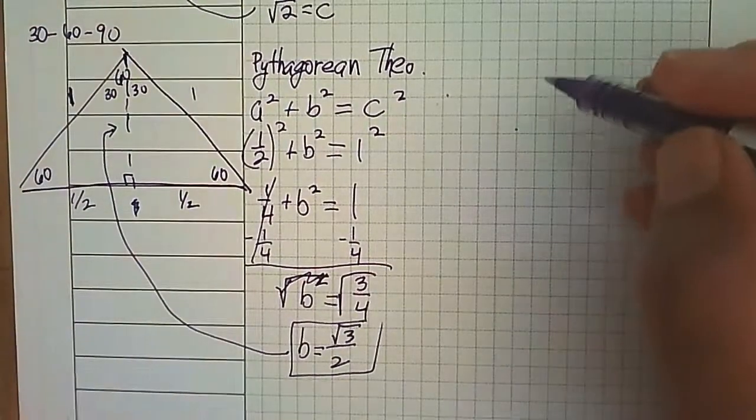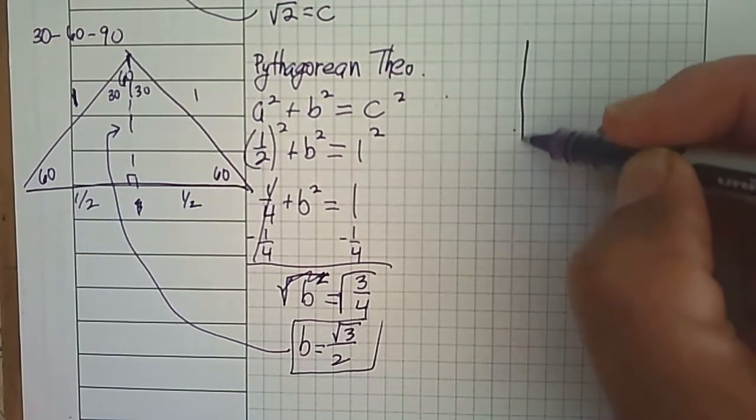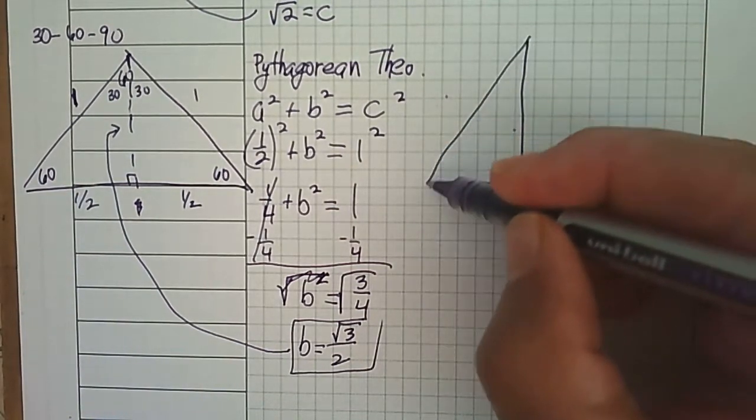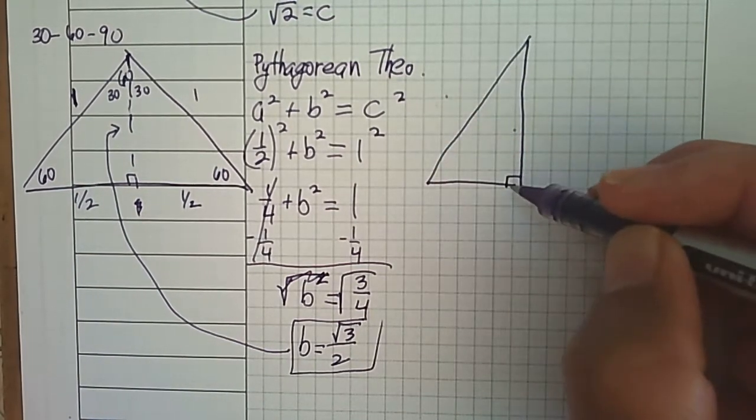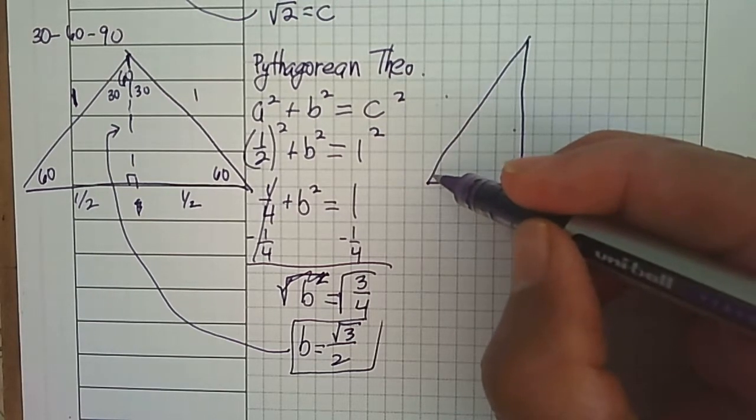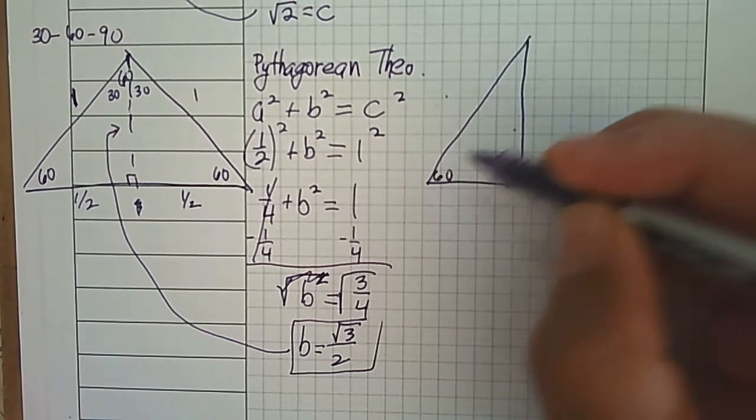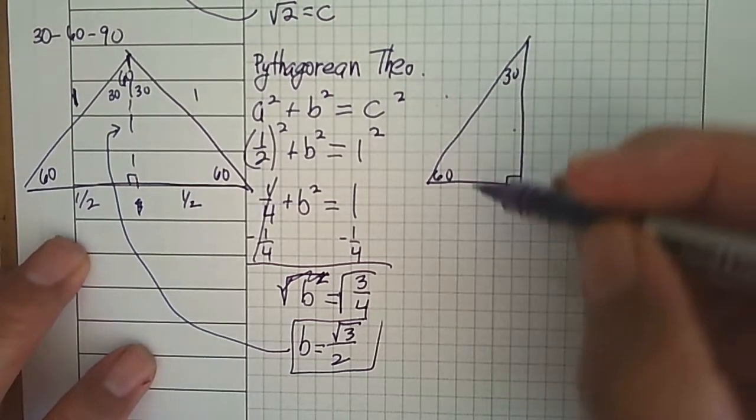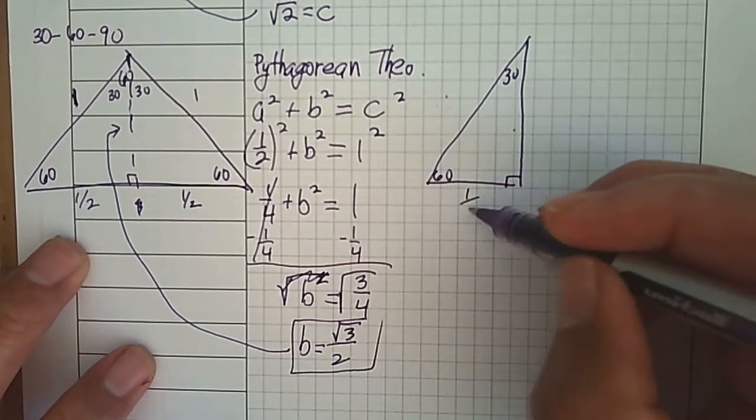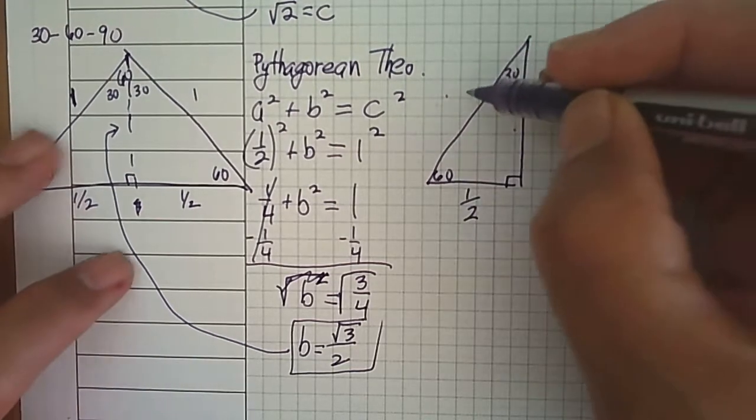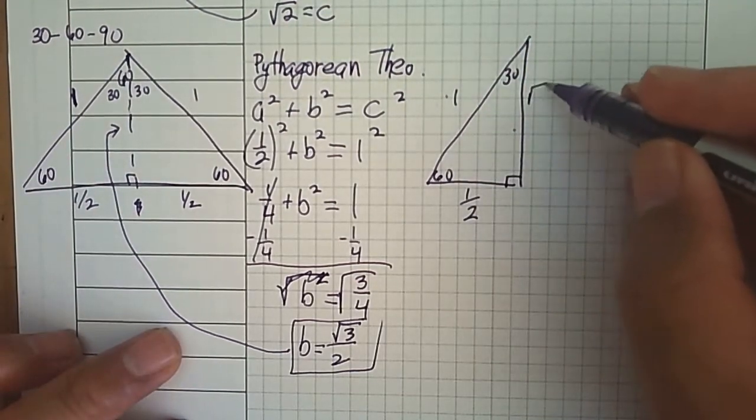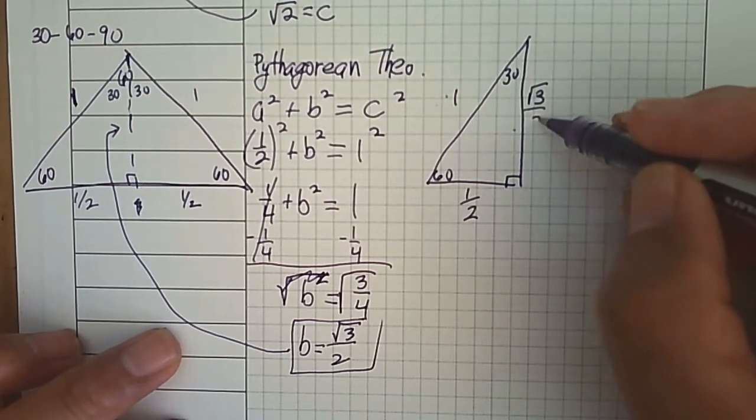So what we have on a 30, 60, 90 triangle: the 90, the big angle will be 60, and the small angle will be 30. One side will be 1/2. The hypotenuse will be 1, and the other leg will be radical 3 over 2.